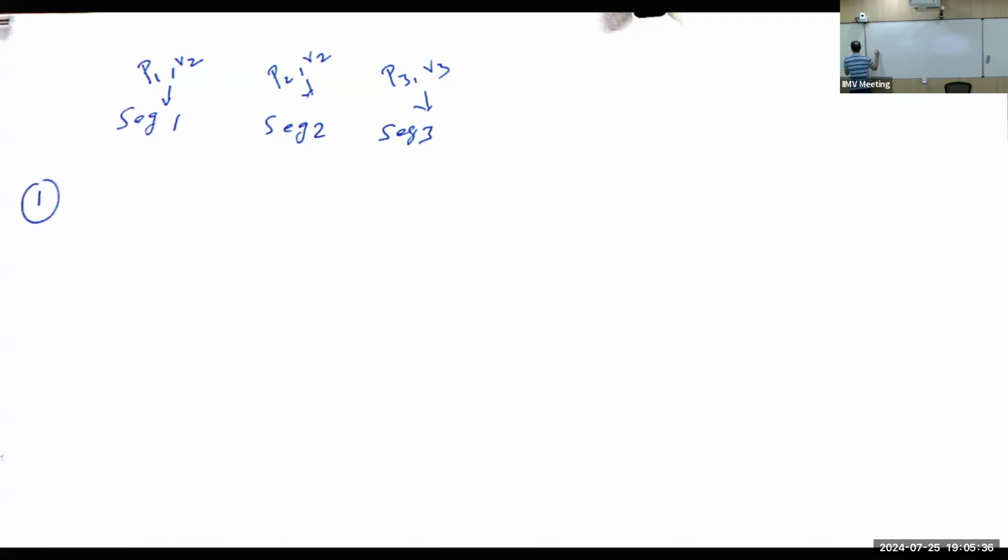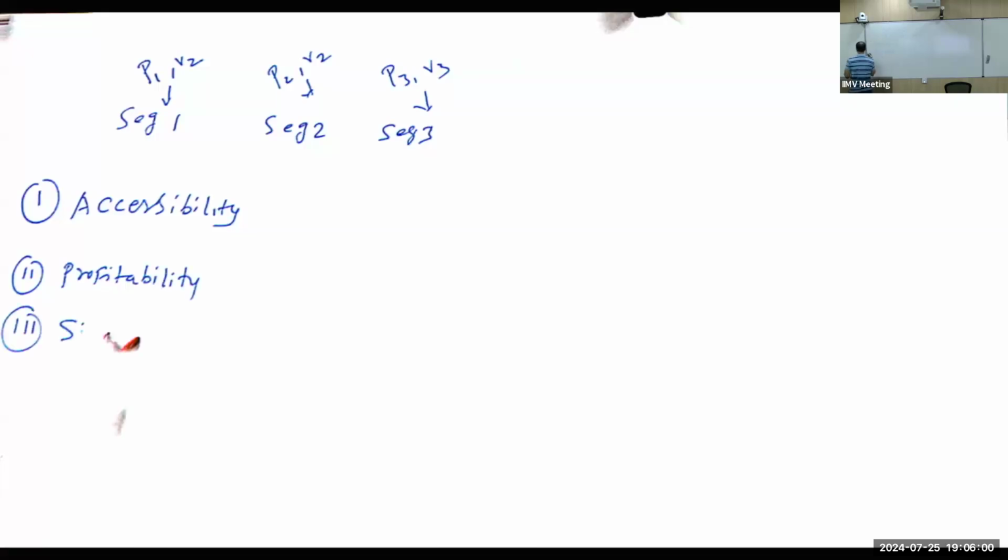First criteria we call accessibility. Second criteria you need to fulfill is profitability. Third criteria is called sizeability: is this segment sizable or not. Then the fourth criteria you need to take is measurability, that is, whether it is measurable or not. Fifth criteria you must take a call on is whether they are differential or not. These are the five major criteria that people are talking about.